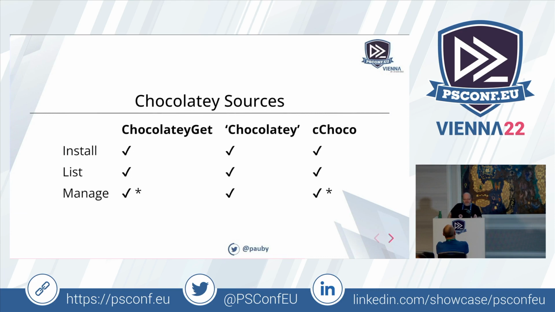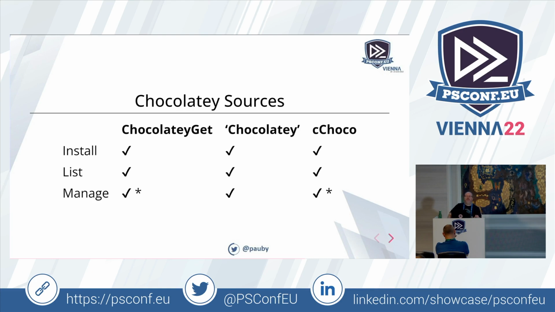Chocolatey sources. Installing, sorry, installing from a source, they can all do that. Listing the sources so you can get whatever is available, they'll all do that. And managing sources, they can all do that as well. The caveat for Chocolatey Get and cChoco, as we talked about, is that you can't enable or disable a source. The package management provider, again, has no concept of enabling or disabling the source.